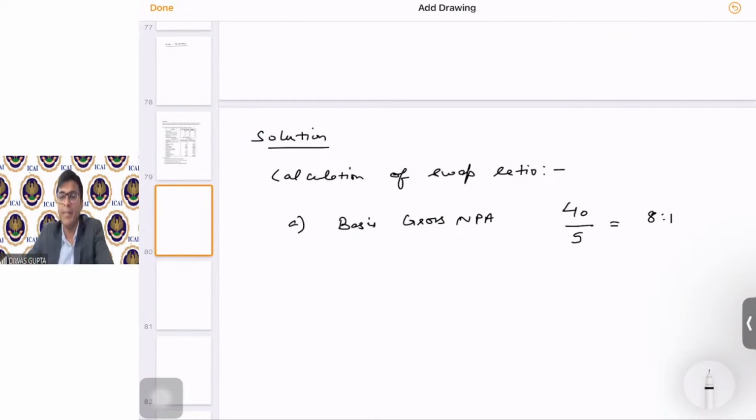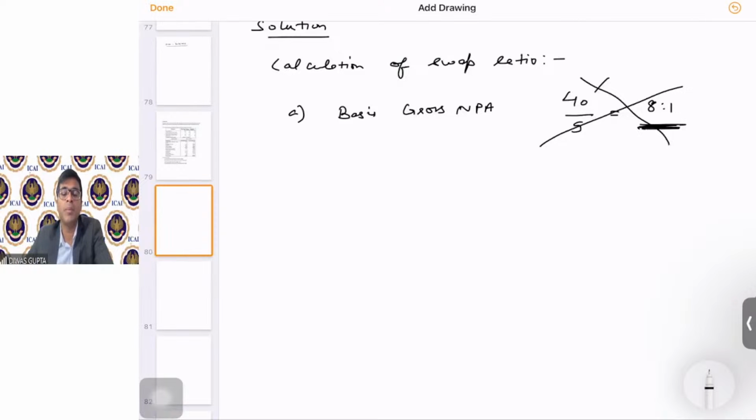Don't you think there is something wrong here? It cannot be this way. Why am I paying more for a company which has a higher NPA, right? So the correct way to do the swap ratio basis gross NPA is 5 by 40, students. Getting my point? So let me just write it.